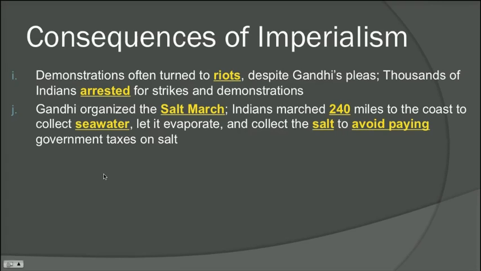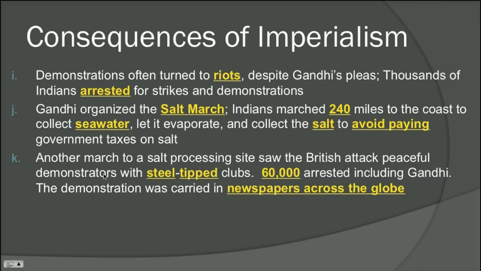So a 240-mile march to the coast to collect seawater, let it evaporate, and then collect the salt, all in the name of avoiding paying taxes to the British. Another march that he organized was to a salt processing site, which saw the British attack many peaceful demonstrators with steel-tipped clubs. 60,000 protesters were arrested, including Gandhi, and this demonstration was carried in all the newspapers across the globe.